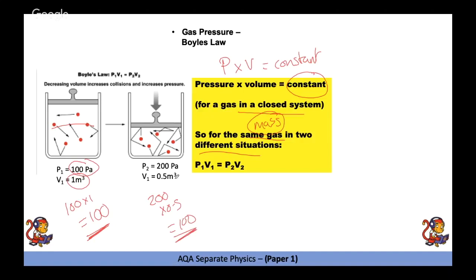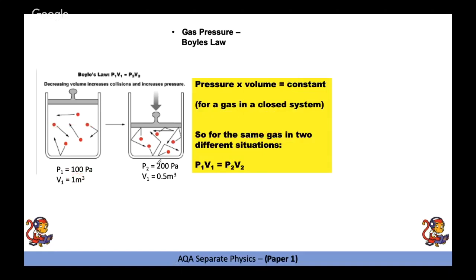Now this can be useful, for example, in a situation where they don't tell you what the pressure is here. You'd be able to work it out because you know that P1 V1 equals P2 V2. And you would just fill in the blanks there. So 100 times 1 equals P2 times 0.5. Okay, you would divide both sides by 0.5, telling you that pressure would be P2 equals 200 pascals. Nearly made the mistake there of leaving my units off.